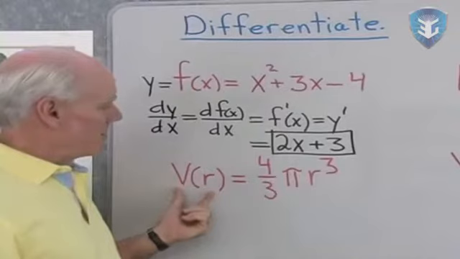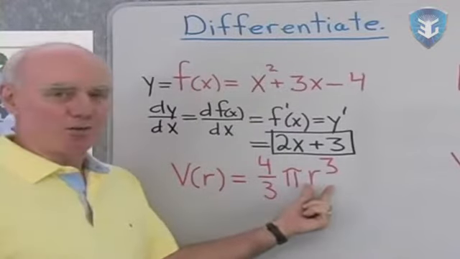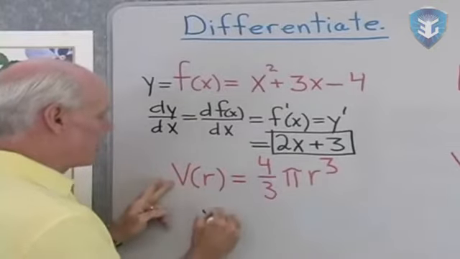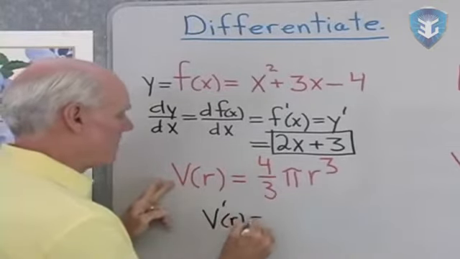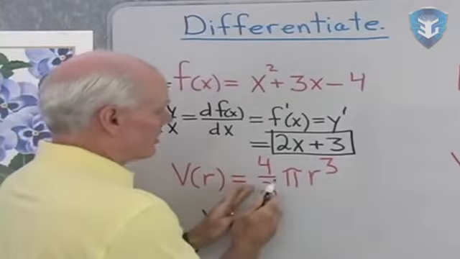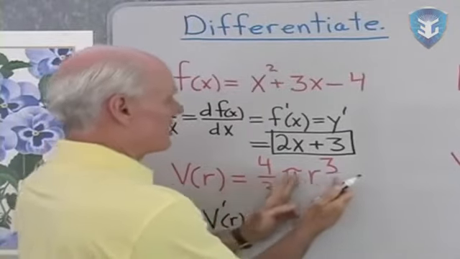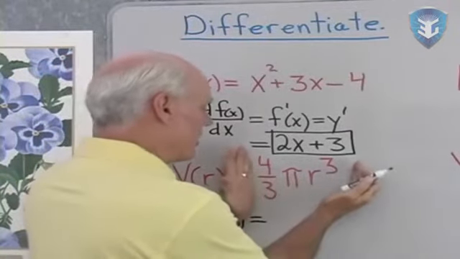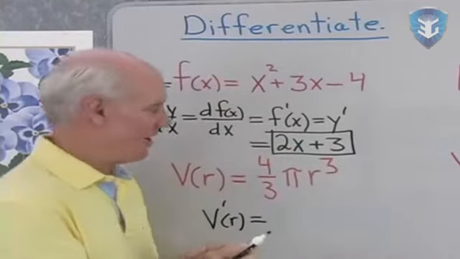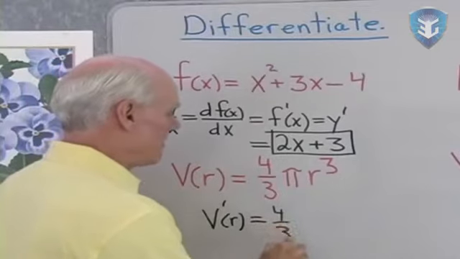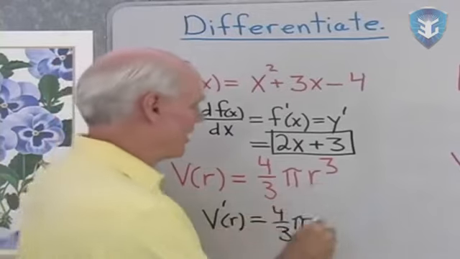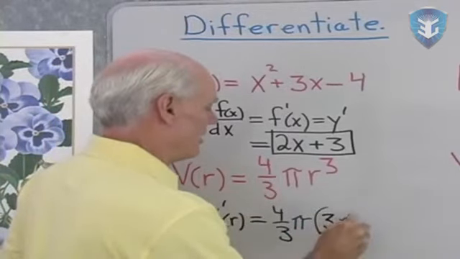V of r is equal to 4/3 pi r cubed. If I want to differentiate this with respect to r, I'll say v prime of r, meaning I'm differentiating v with respect to r. Here I have a constant times a function of r, so when I differentiate, it'll just be that constant times the derivative of that function of r. So I have 4/3 pi, and then I differentiate r cubed with respect to r, and I'll get 3r squared.